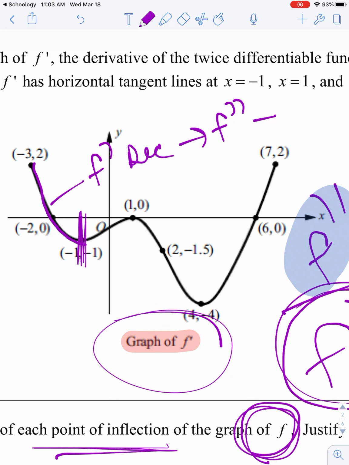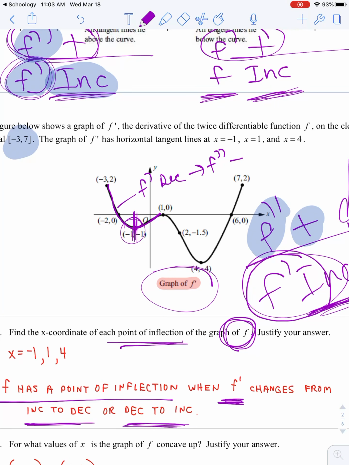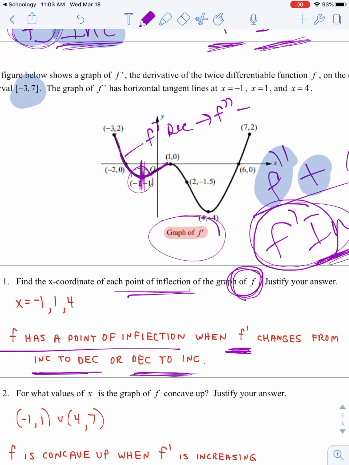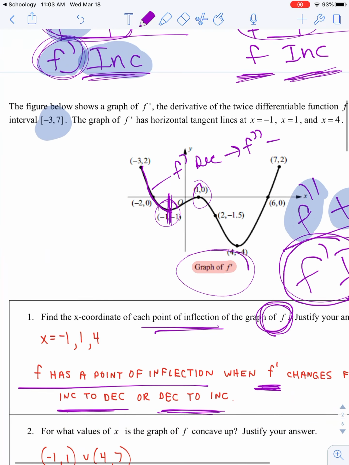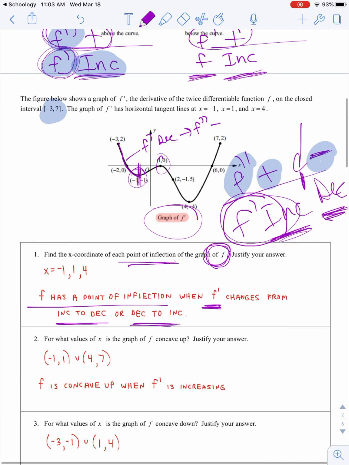Then right here at -1, the derivative changes to increasing. That means -1 is a point of inflection. It's changing from decreasing to increasing. Then at 1, the derivative is changing from increasing to decreasing, which means x equal to 1 is a point of inflection. The second derivative is changing signs. And then again at 4, it's changing from decreasing to increasing. This is the graph of the derivative. You really have to pay attention to that.